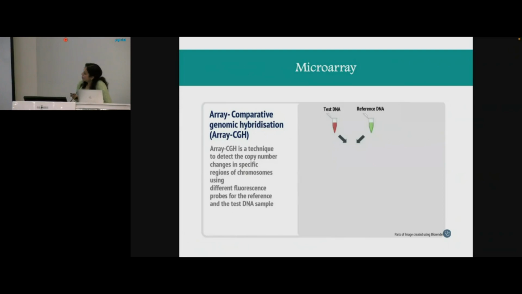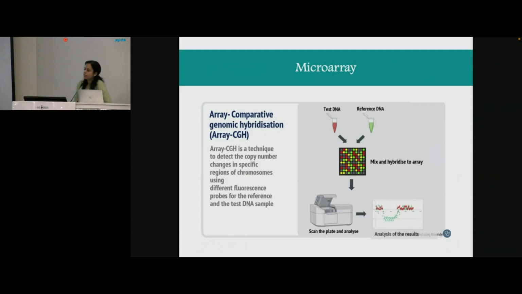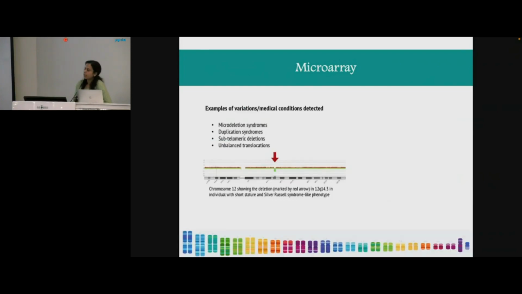What happens here is we take a patient sample and a reference sample, and we label them with different fluorescent probes, and then it is hybridized over a chip. There is a glass chip on which different probe sets are attached. We add our sample after denaturing, and it gives different types of signals. Based on the signals, the slide is scanned in a scanner, and you can tell whether there is a deletion or duplication. By looking at the graph, one can tell the deletion and duplication information. The benefit is that it covers the whole genome, so you can tell about microdeletion and duplication syndromes, even subtelomeric deletions and unbalanced translocations.